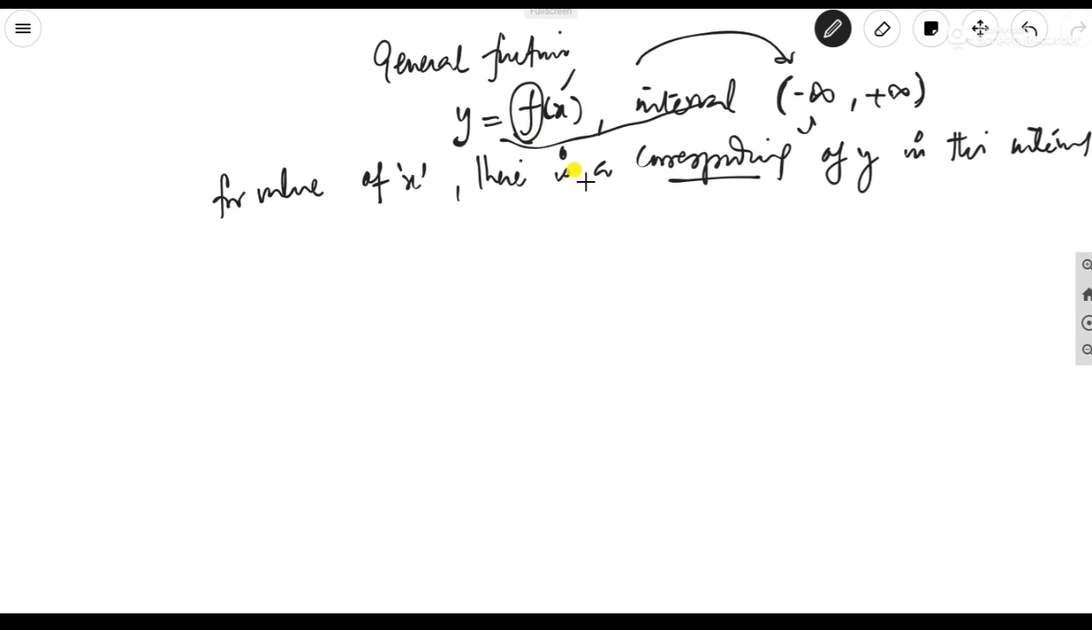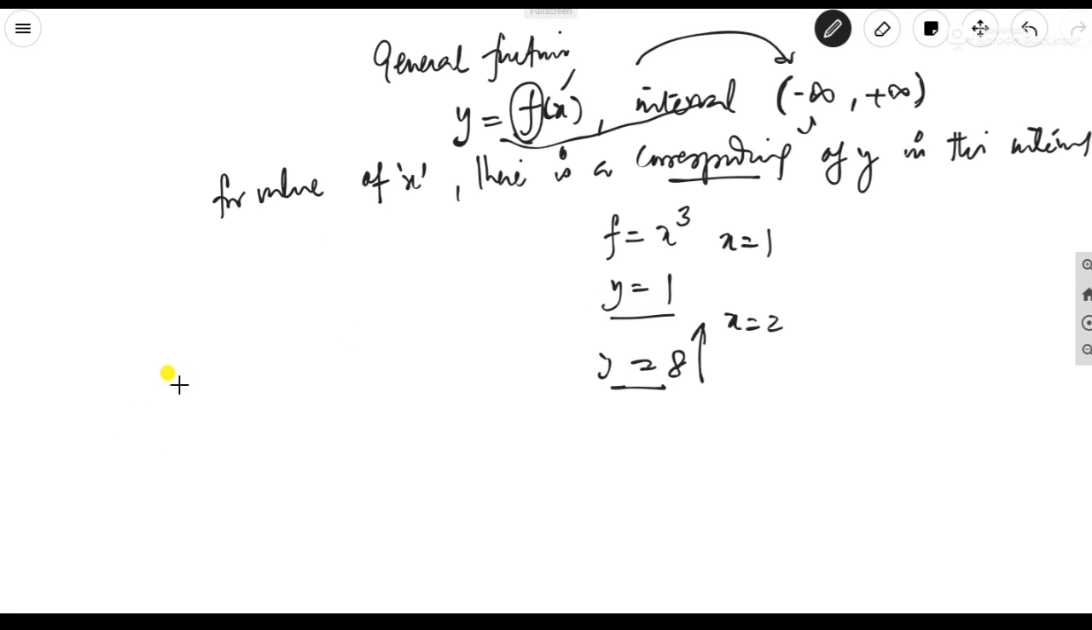So suppose it is x square, then if x is equal to 1, y is equal to 1. If x is equal to 2, then y is equal to 4, because the function is x square. Suppose the function is x cube, if you imagine, then for x equal to 1, y will be 1. Suppose x is equal to 2, y is equal to 8. So depending on the function, we have a different value for y.